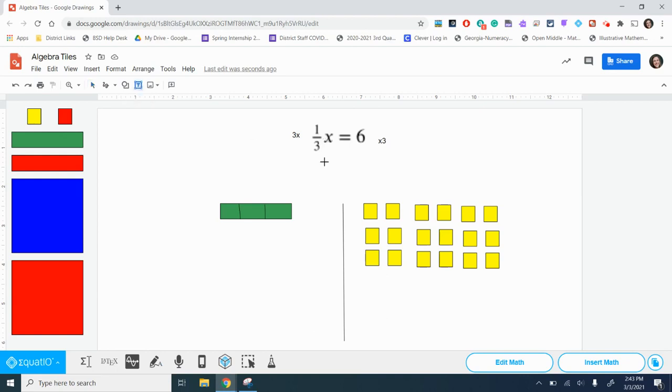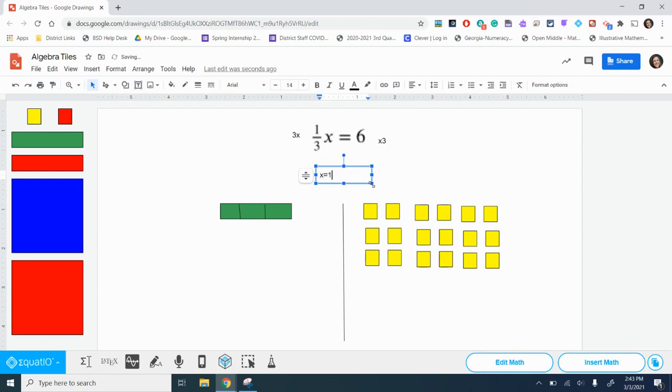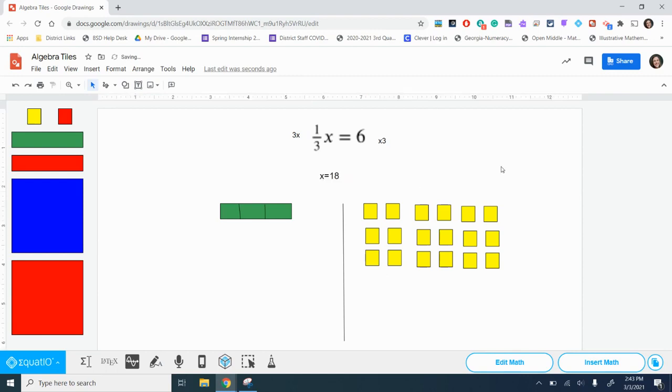So let's go ahead and notate that. X is equal to 18. And how can we check our answer? Well, we can substitute 18 for x. So if we know 1/3 of x is equal to 6, let's check it out. 1/3 of 18. Well, if we split 18 into 3 equal groups, we're going to get 6.